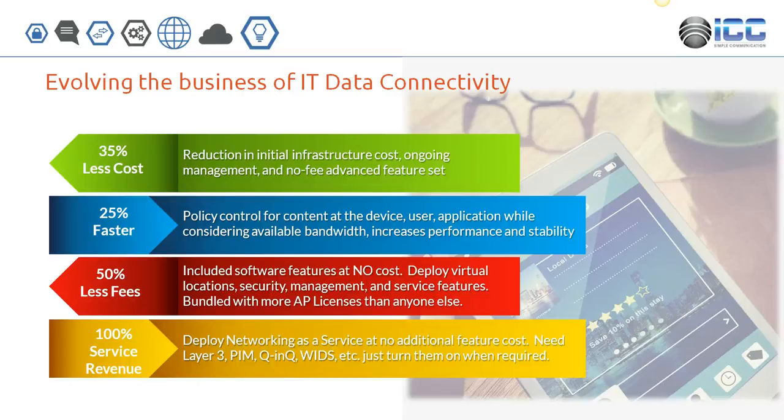Speaking of revenue, from a services perspective, the managed service provider also has the ability of making 100% service revenue by deploying networking as a service at no additional cost. ICC supports its channel 100%, and in that support there are certain feature sets included, whether layer 3, PIM, Q&Q, wireless intrusion detection, and a number of other feature sets that allow for greater management of the client ecosystem, but at no additional cost to our partners.